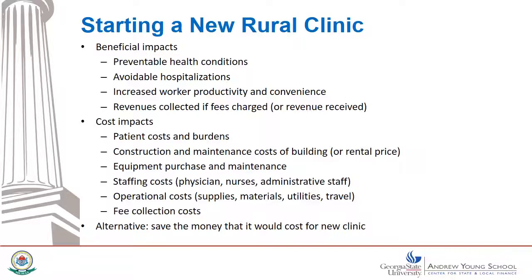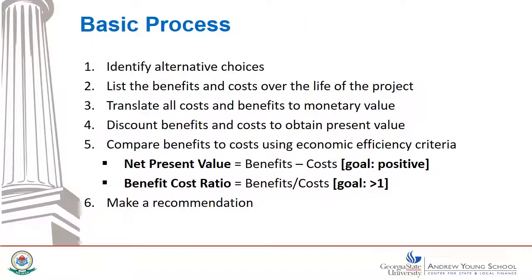Now that you have seen a more realistic example of the costs and benefits of a project, we can step back and look at the basic process for doing a cost-benefit study. The basic process is to first identify the alternative choices, such as to start a new clinic or to save the money. Second, list the benefits and costs over the life of the project, as we just did in the last example. Third, translate all the costs and benefits to monetary values as we showed.